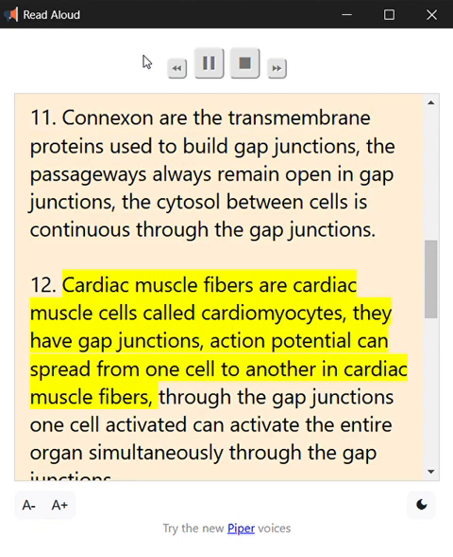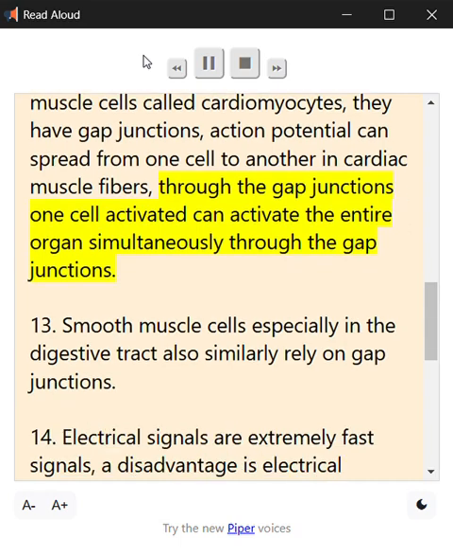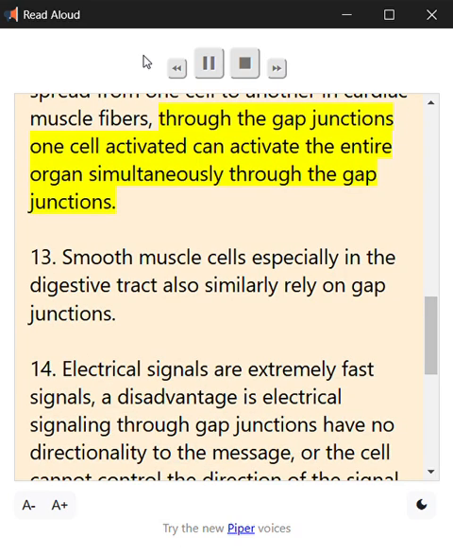12. Cardiac muscle fibers are cardiac muscle cells called cardiomyocytes. They have gap junctions. Action potential can spread from one cell to another in cardiac muscle fibers. Through the gap junctions, one activated cell can activate the entire organ simultaneously. 13. Smooth muscle cells, especially in the digestive tract, also similarly rely on gap junctions.